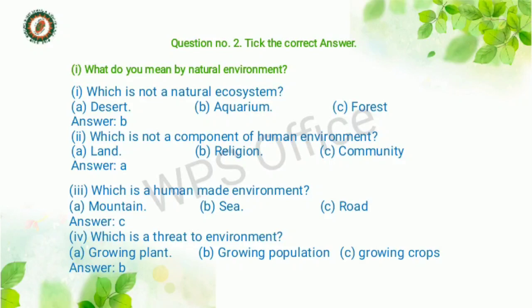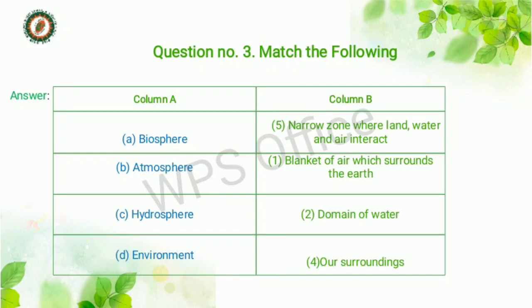So that's all from the tick the correct answer portion, and question number 2 section is completed. Now we'll discuss question number 3, and the instruction is match the following. There are 2 columns, column 1 and column 2. So you have to match the 2 columns. In column B there are 6 options, and in column A there are 4 options. So you have to match. And in this slide I have given the answers.